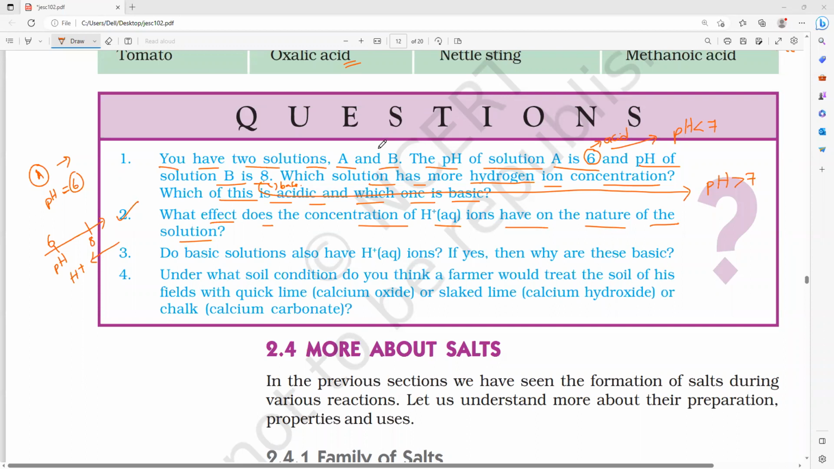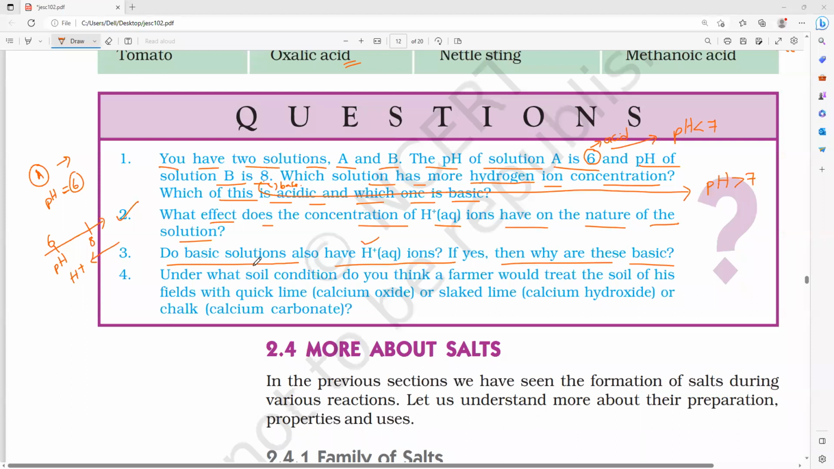Next question. Do basic solutions also have H plus ions? Yes or no? Yes, sir. Acids and bases both have H plus ions. But in bases, who is dominating? OH minus ions. Then why are they bases? Because the concentration of H plus ions is very low and the concentration of OH minus ions is very, very high. Okay, write it.